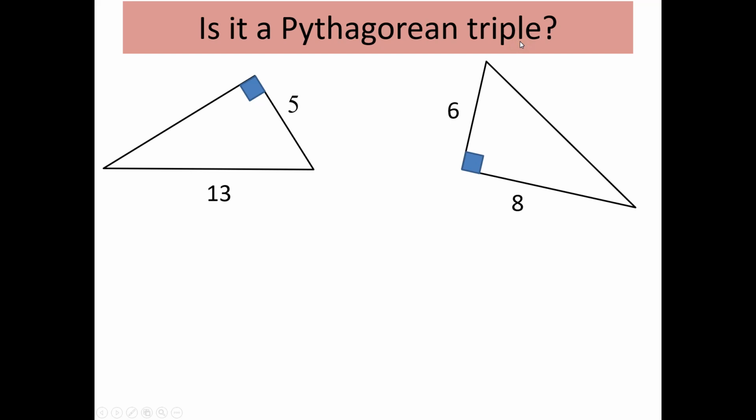Okay, now, is it a Pythagorean triple? Do you remember what that means? That means all three numbers are whole numbers. Okay, all three numbers are whole numbers. So this kind we've been doing a long time, and we just learned this one, okay?